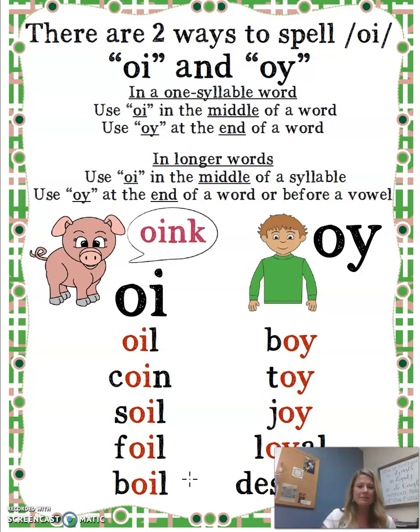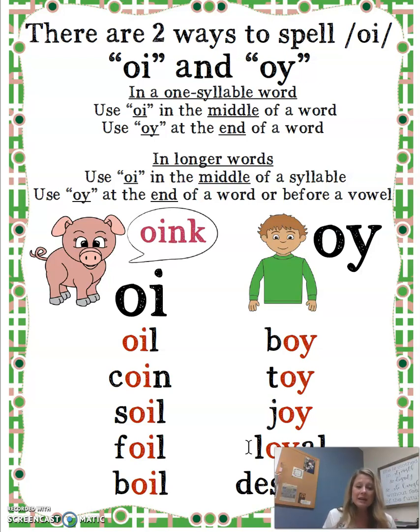So what am I talking about? What's an instance of this? Well, look at the word loyal. You would not spell it L-O-I-A-L because you wouldn't want that I to butt up against that A. So if you're in the middle of a word, you want to use OY if there's a vowel that's going to follow. But for any others, you would always use OI.